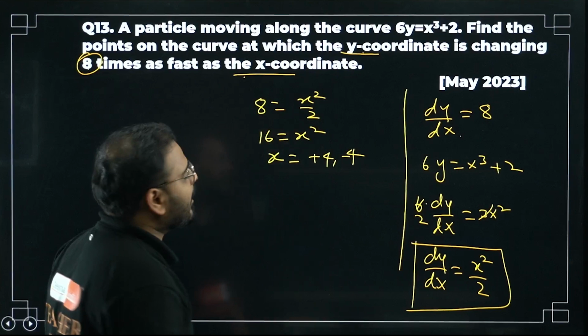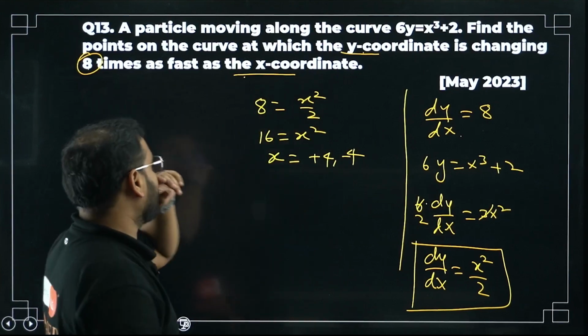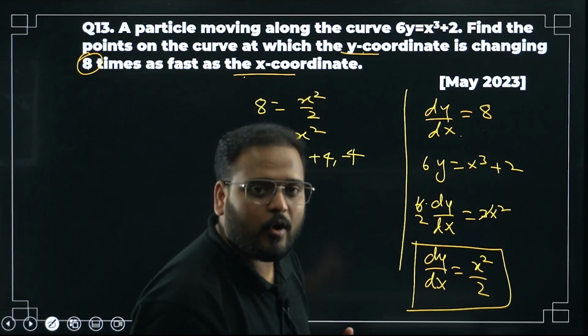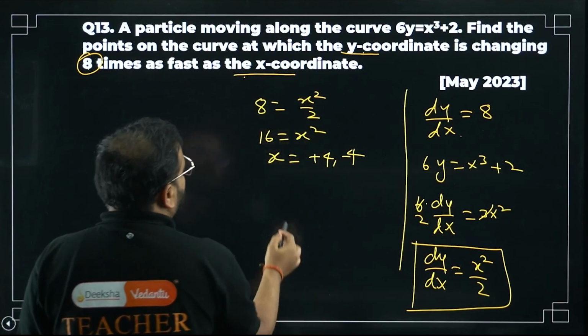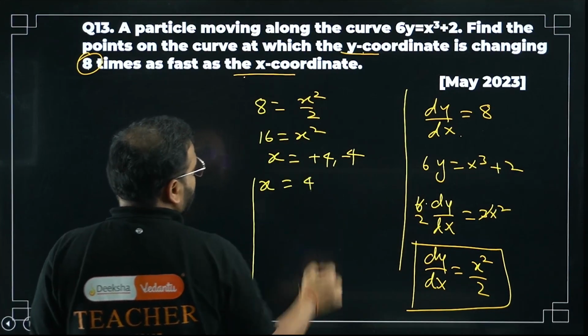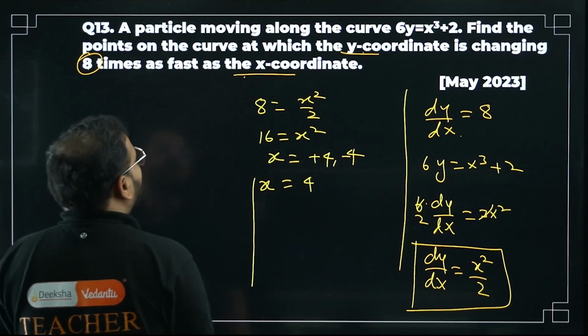Are they looking for the point of x only? No, they're looking for the point, right? A point will be defined using both x and y coordinate, right? So I need the y coordinate for each of them. Check here. When x is equal to 4, find the y value.